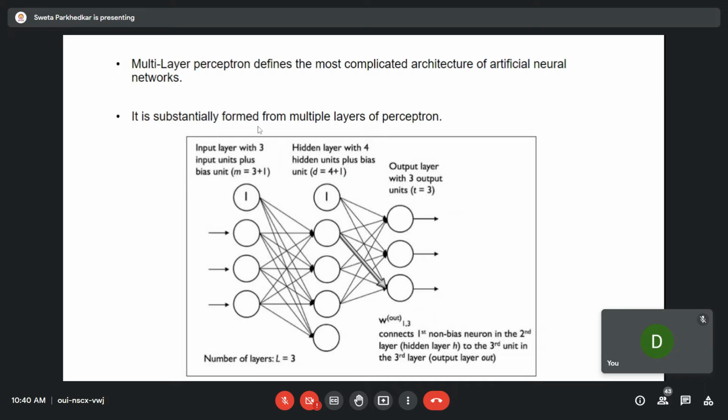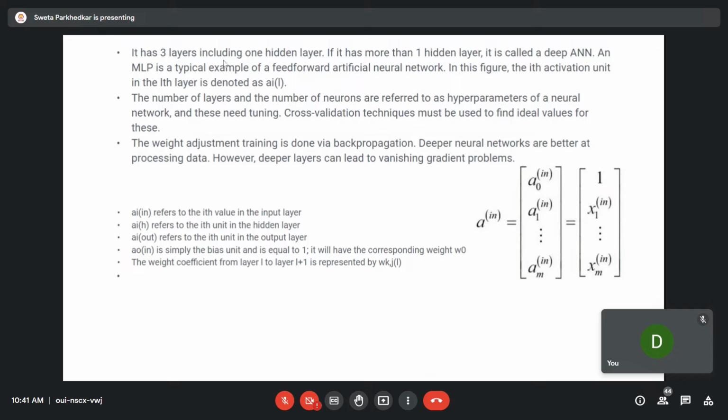Now it is substantially formed from multiple layers of perceptron. Just as we saw a single layer of perceptron, if you multiply that single layer multiple times, that is multiple layers of perceptron. Now it has three layers, that is including one hidden layer, and if it has more than one hidden layer, it is called a deep neural network, right? So I have already told this. If it is more than one hidden layer, it is known as a deep neural network, and MLP is an example of a feed-forward artificial neural network.